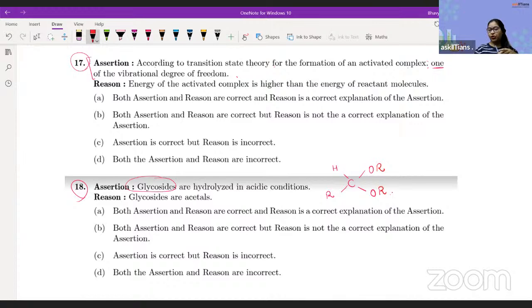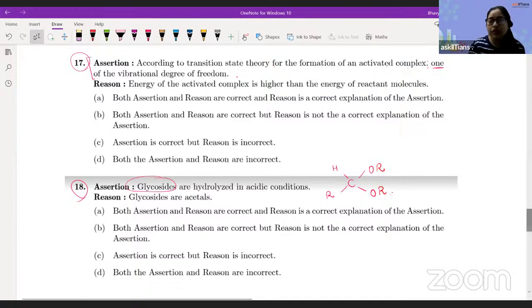But that is not the scenario in glycosides. We are not going to have two OR groups present on the same carbon. They can be hemiacetals or hemiketals, but they are not acetals. So reason is incorrect, but assertion is true. Assertion is correct, reason is incorrect. So that will be my answer.